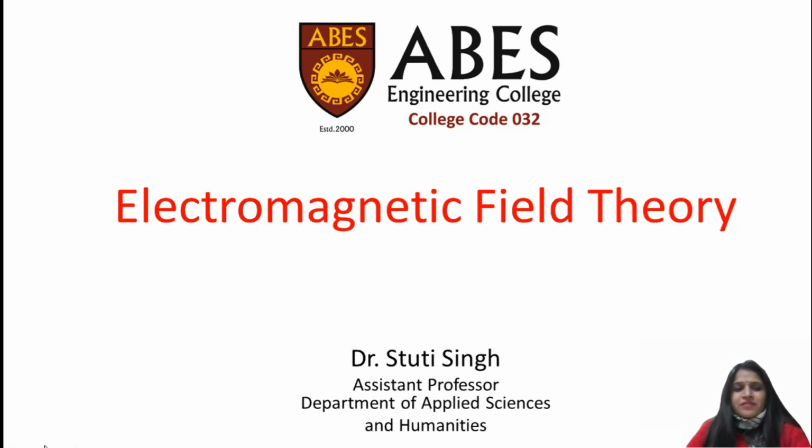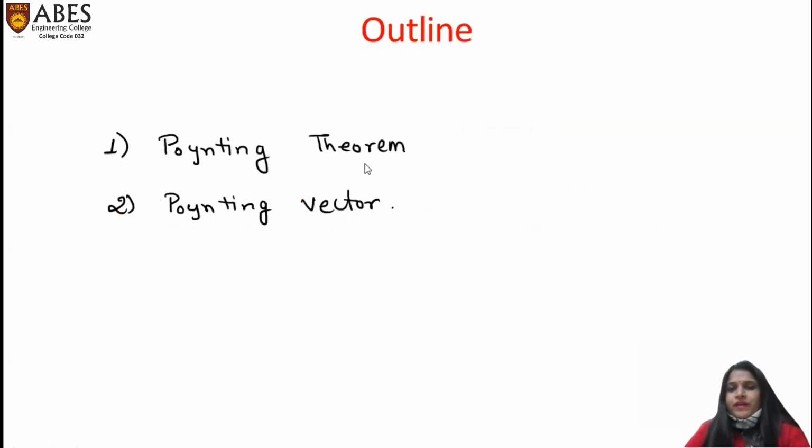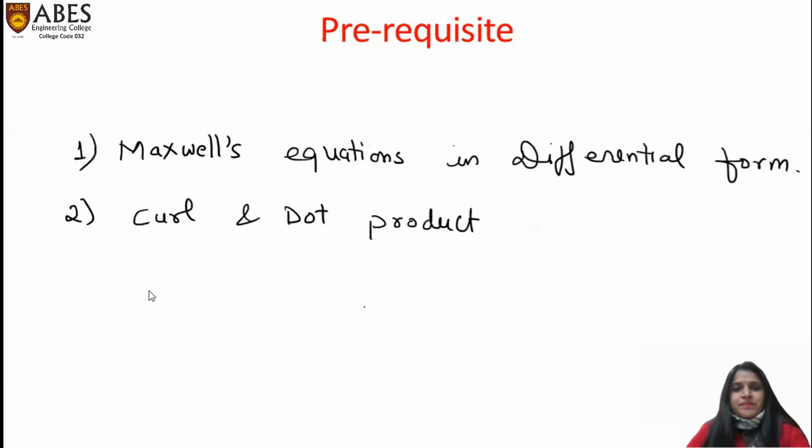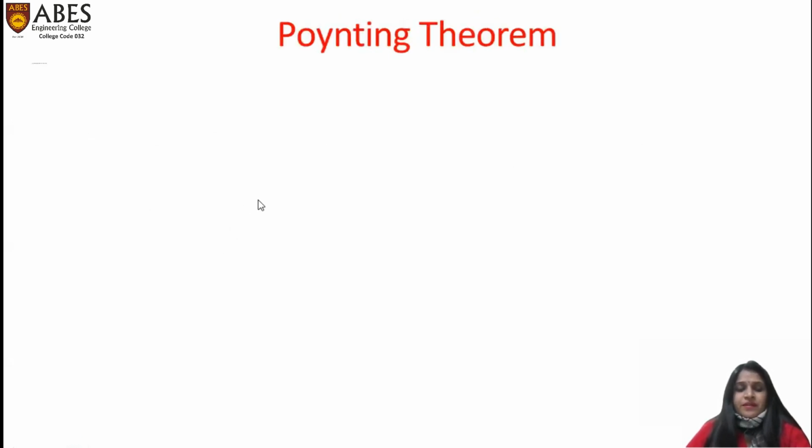In today's lecture, we will be talking about Poynting theorem and Poynting vector. Now let us see what prerequisites are required: Maxwell's equations in differential form and knowledge of curl and dot product. Having knowledge of curl, dot product and vector identities is very necessary for deriving any equations in electromagnetic field theory. Now let us talk about Poynting theorem, today's topic.